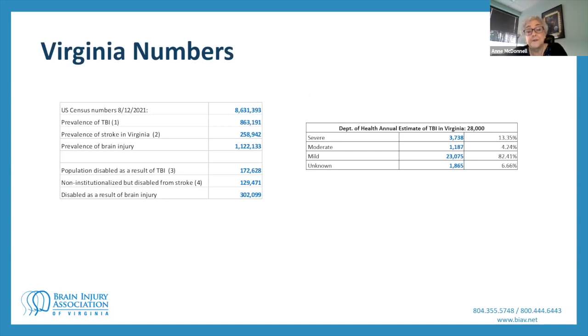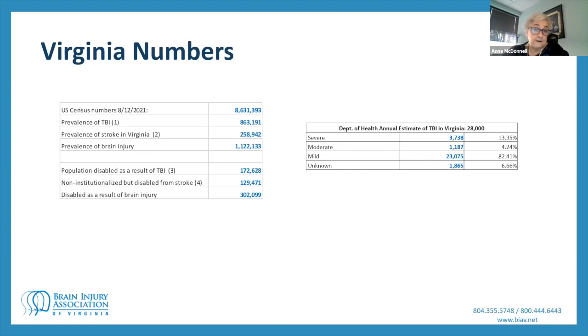When you look at the numbers in the state of Virginia, what we know is that there are about 8.5 million Virginians. The prevalence of TBI in the state of Virginia is about 863,000. 1 in 10 Virginians are estimated to have had a brain injury at some point in their life. We know that there are about 250,000 persons in the state of Virginia who've had a stroke. And so those 2 causes alone, just traumatic brain injury and stroke, is 1.1 million people. If we were to add in the other causes of brain injury, that number would go up.